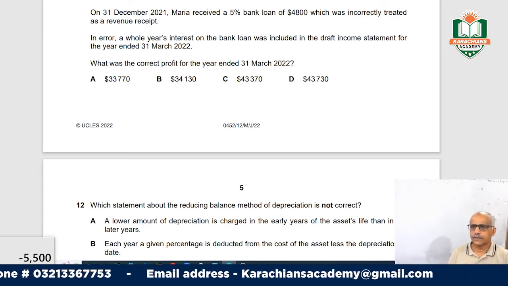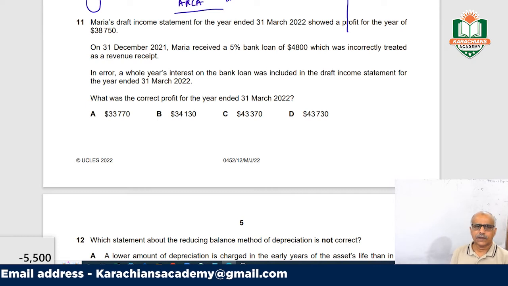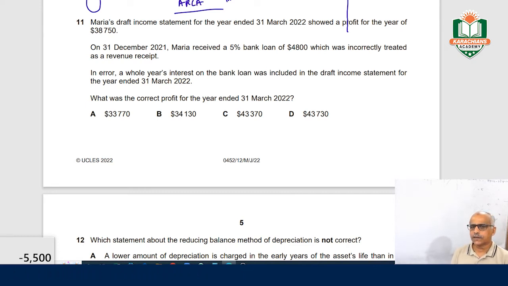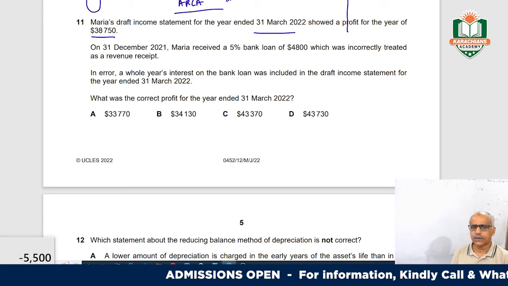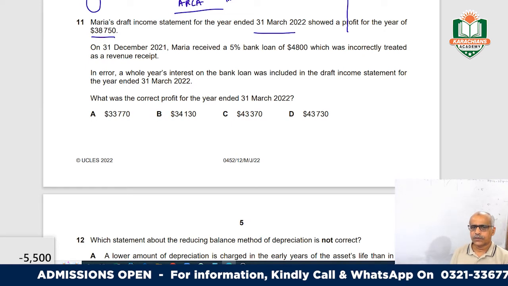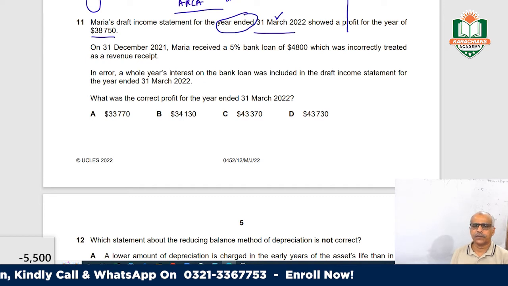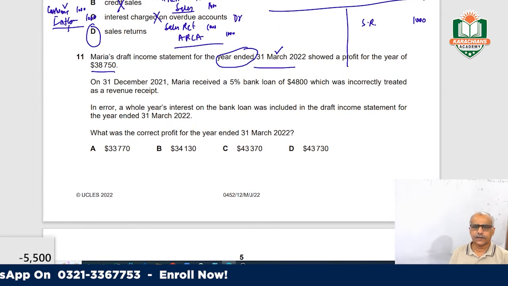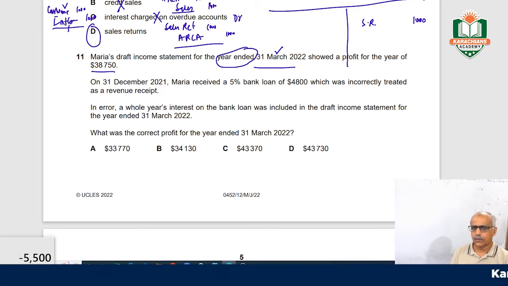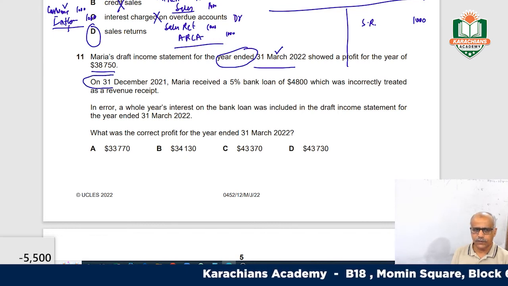Question 11. Maria's draft income statement for the year ended 31st December showed a profit of 38,750. So this is their year end. Here they prepare their financial statements. On 31st December 2021, Maria received a bank loan. When? On 31st of December.